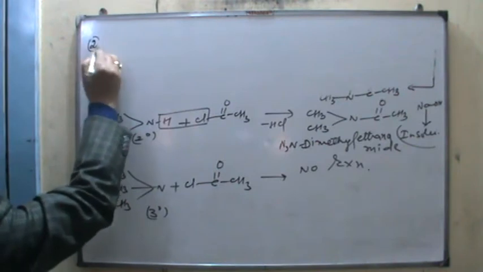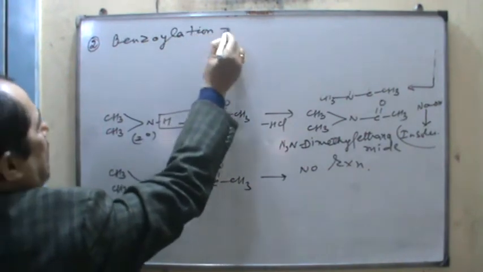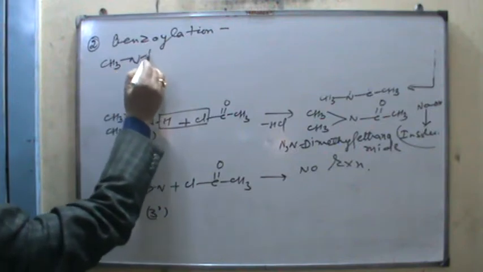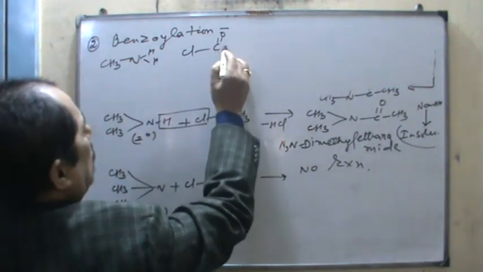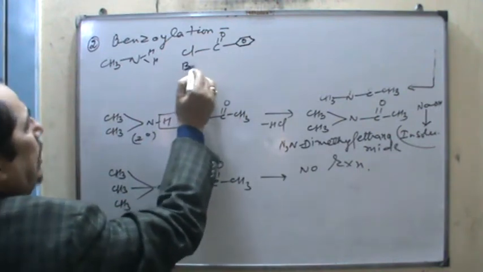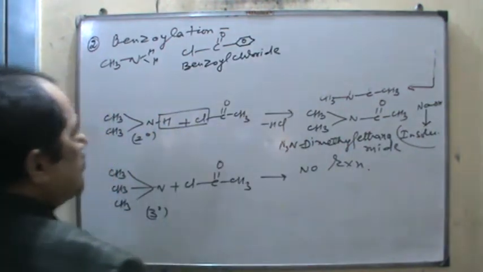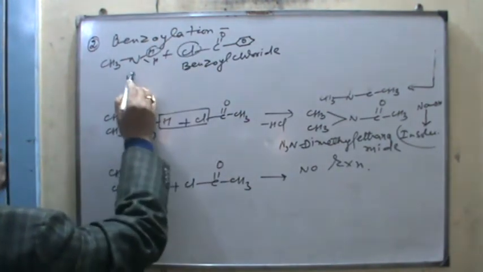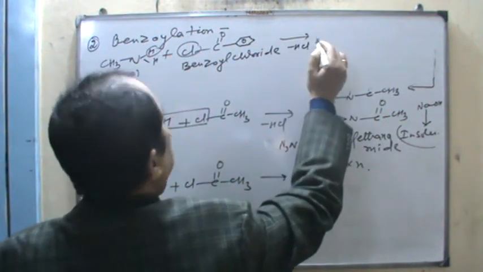Then the next is the benzoylation. You take the primary amine, this is the CH3NH2, Cl, C double bond O and benzene ring. It is known as benzoyl chloride. So here this one H and this one Cl is lost here. It is 1 degree amine. So the HCl is lost.